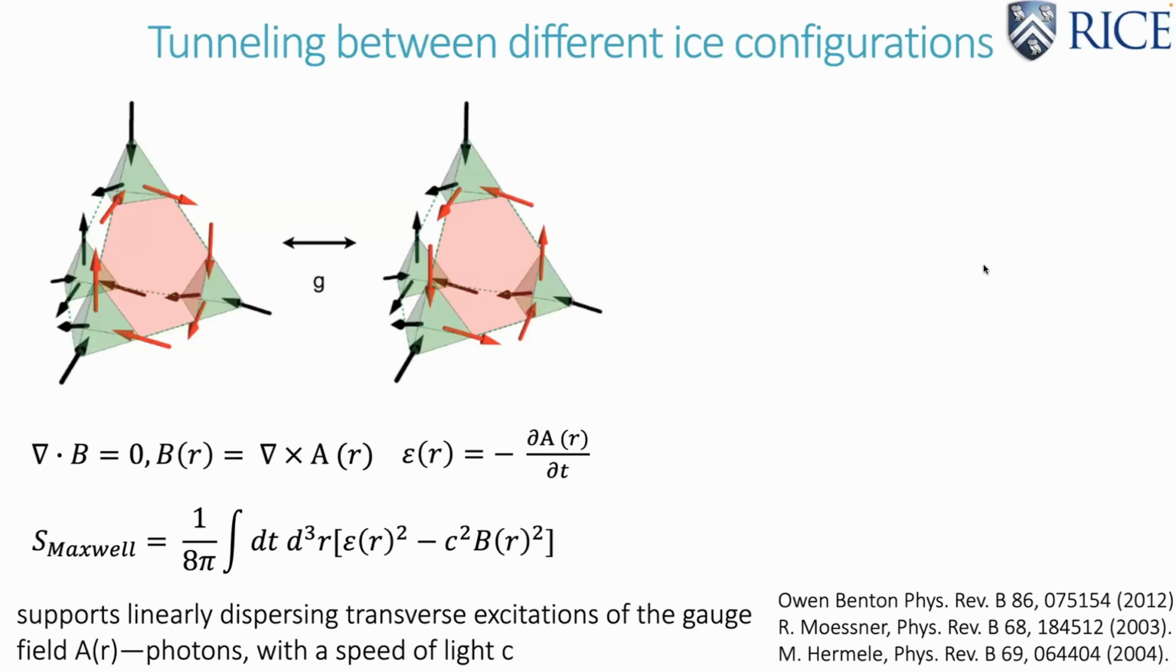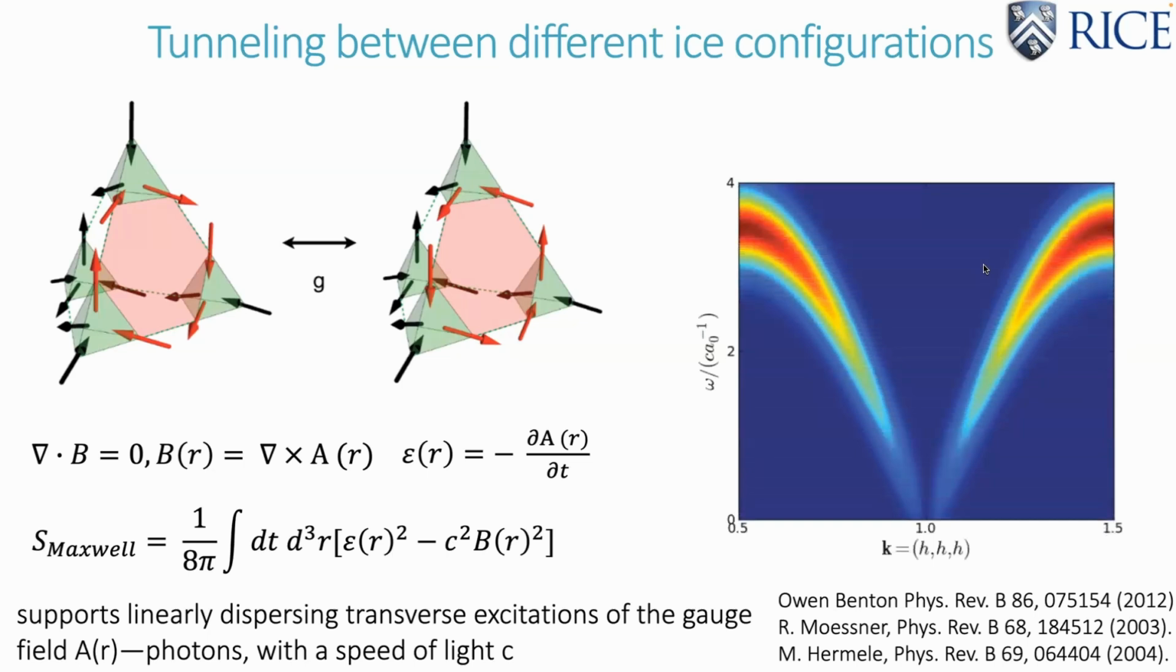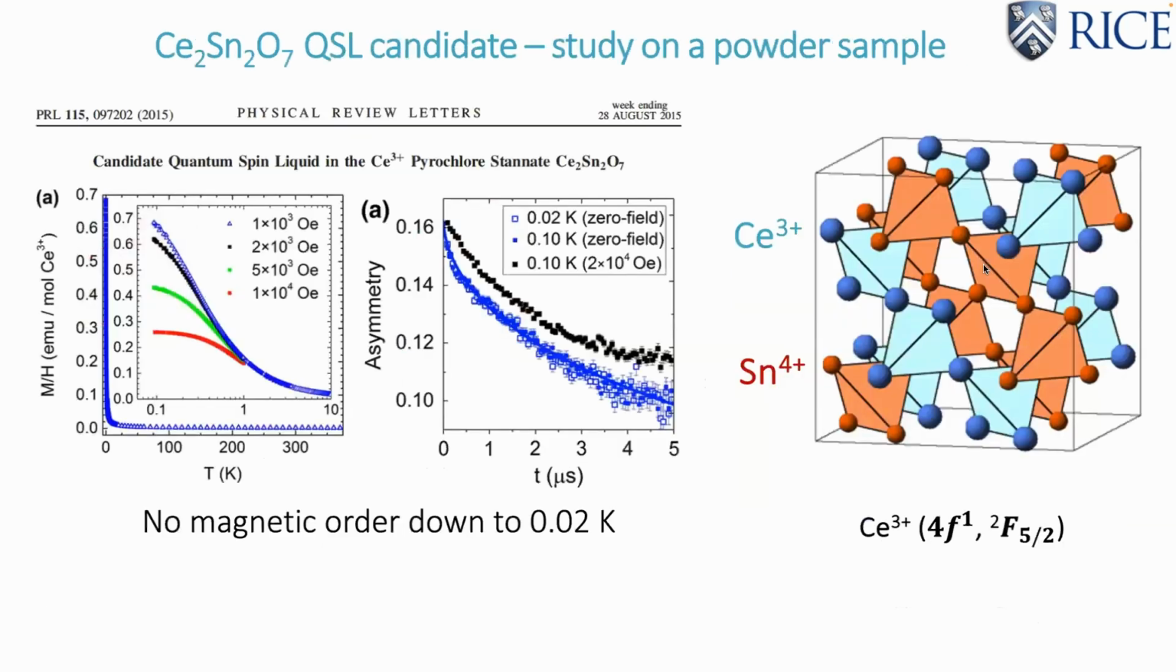So in this case, you can write down the Maxwell equation for the emergent quantum electrodynamics. Then this Maxwell equation will support the linear dispersive excitation of the gauge field A, which is the emergent photon with the speed of light. And there's a theoretical prediction, proposed 20 years ago, of this linear dispersion of the emergent photon.